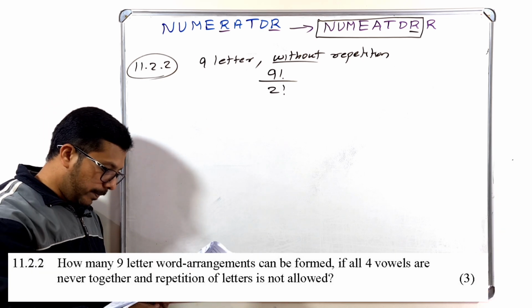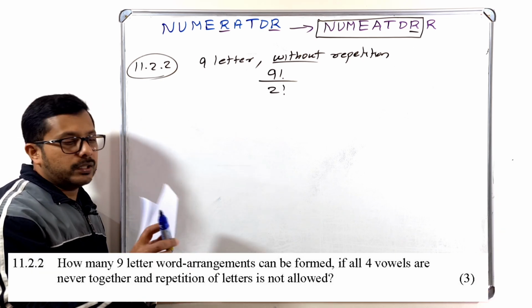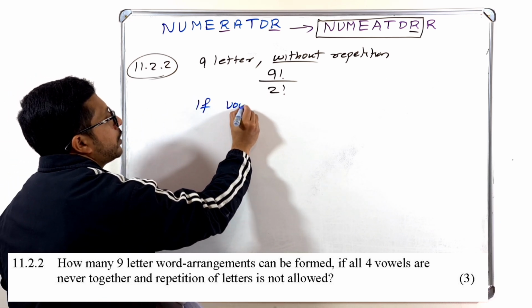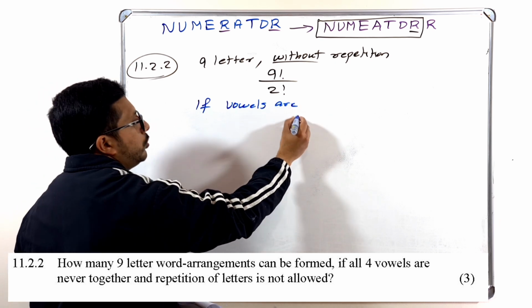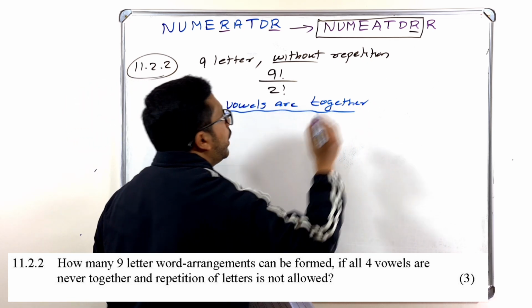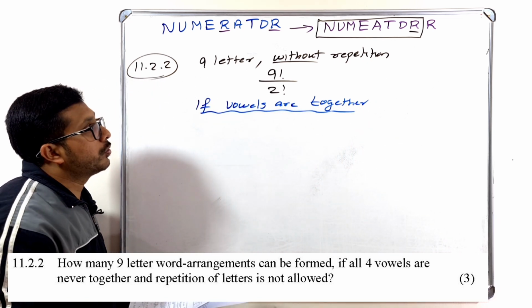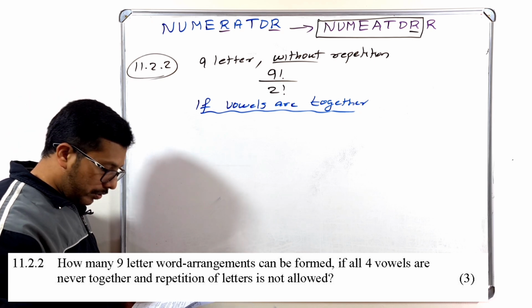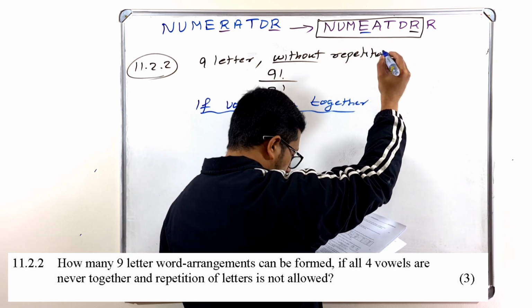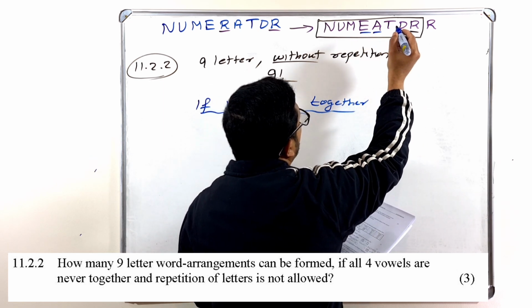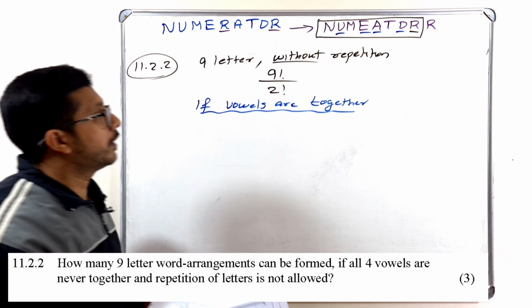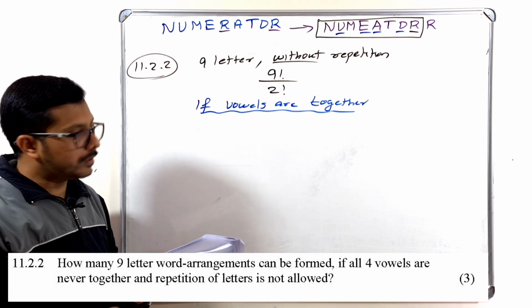So what I said, if vowels are together, how many possibilities? How can you find that? What are the vowels there? E is a vowel, am I right? Then A is a vowel, A-E-I-O-U. O is a vowel, U is a vowel. So how many vowels are there? 4 vowels. Let me write that, vowels together.